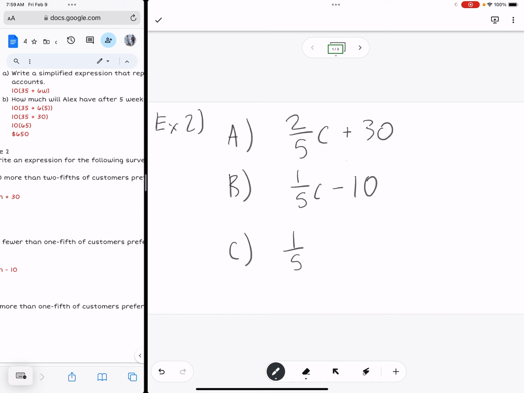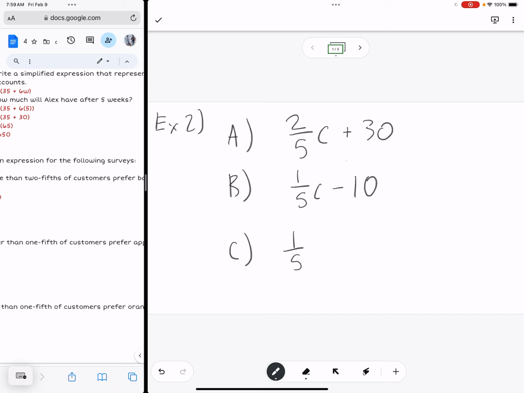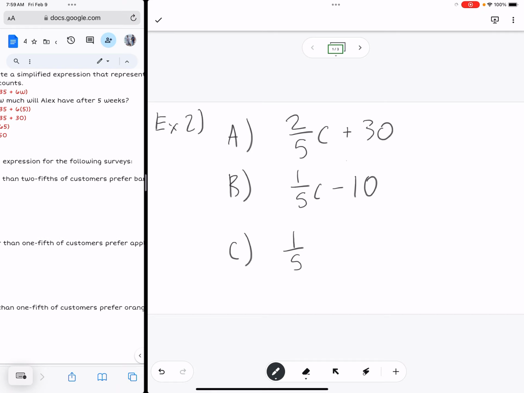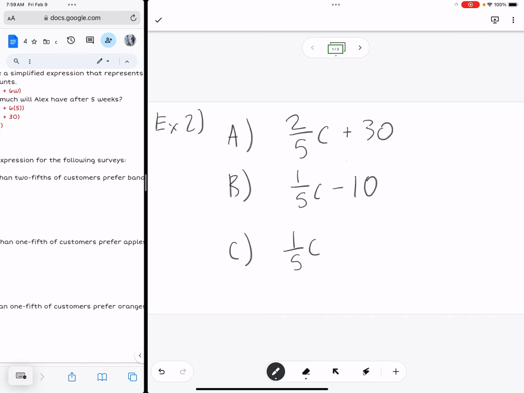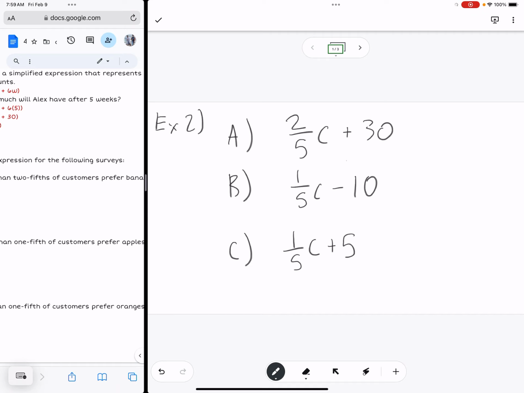1/5. 5 times 1/5 of what? Not oranges. What does the problem say? Customers. And how do we represent customers in this problem? The letter C. And then is it 5 more or 5 less than this? So is that adding or subtracting? Yes. That is correct. You're going to see this on your quiz.